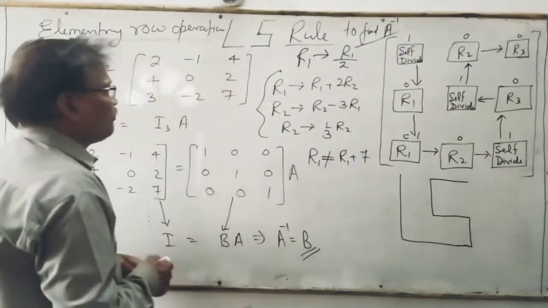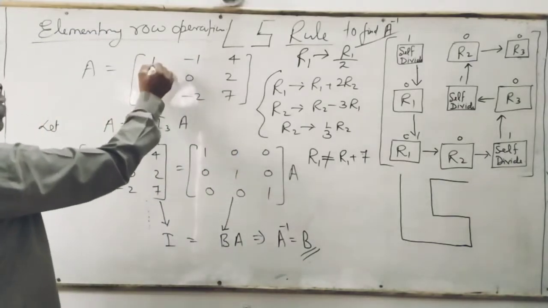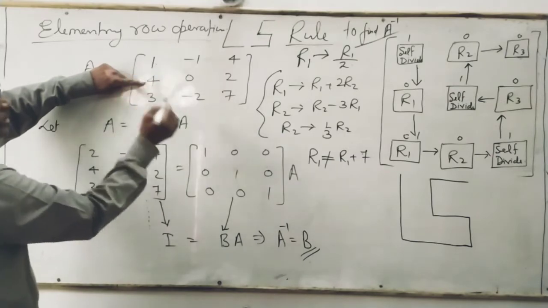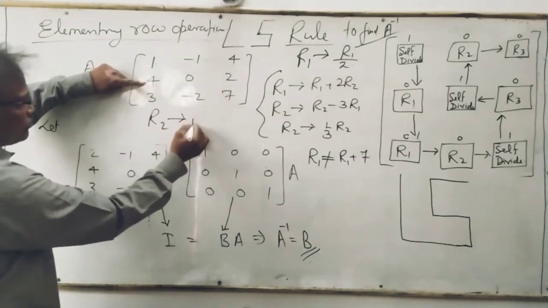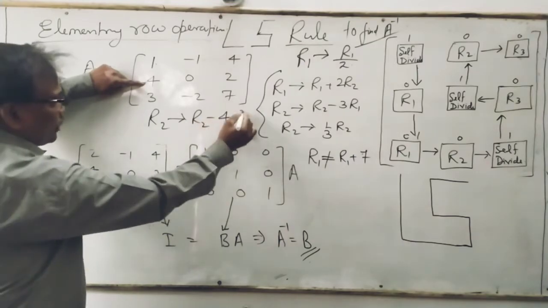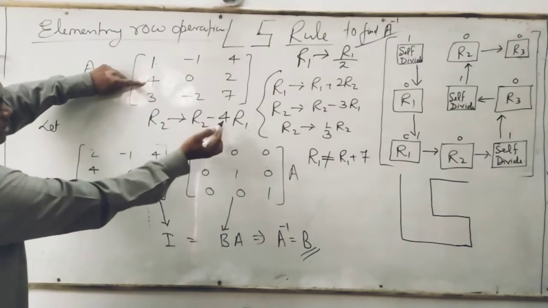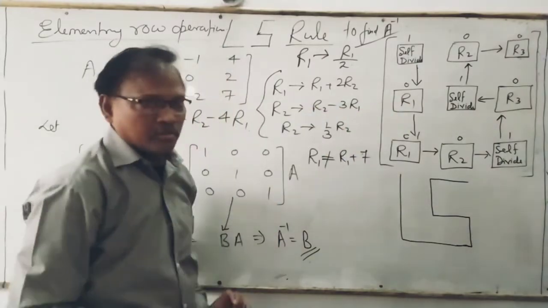For example, now our first row has come, this has become 1, suppose this is 1, and you have to make it 0. So how can you make it 0? You can write here R2 tending to R2 minus 4R1. So it will be 0: 4 minus 1 into 4 into 1, and that will be 0. So you will get this element as 0.